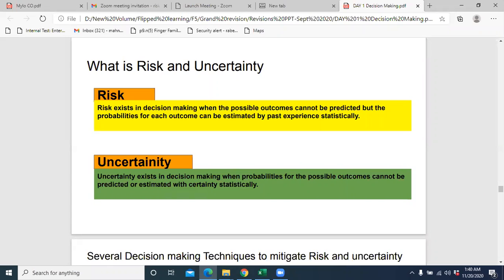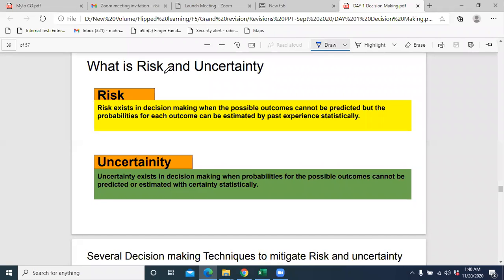And the topic is risk and uncertainty. Okay, what is risk and uncertainty? At times when we are launching a new product or starting a new project, actually uncertainty prevails in the market. Uncertainty prevails in terms of cost, in terms of revenue, in terms of demand.